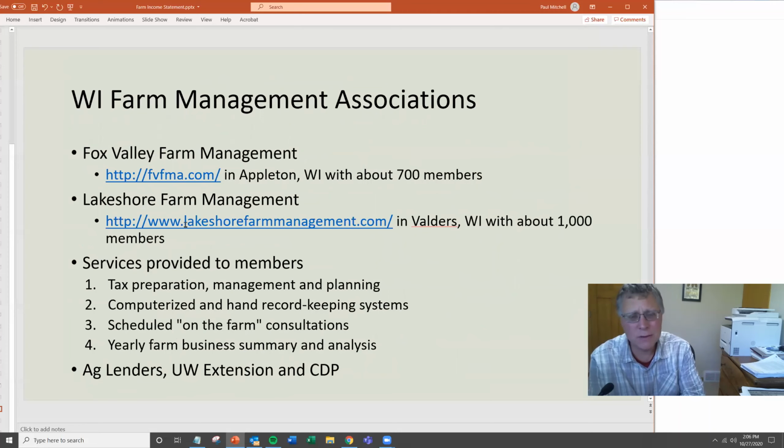There are farm management associations out there, the Fox Valley and Lakeshore Farm Management. They have different amounts of members. These are private associations, and they specialize in dairy because we are the dairy state. They provide various services for their members: tax preparation and some management planning advice, computerized and hand record keeping systems. They provide data systems for you.